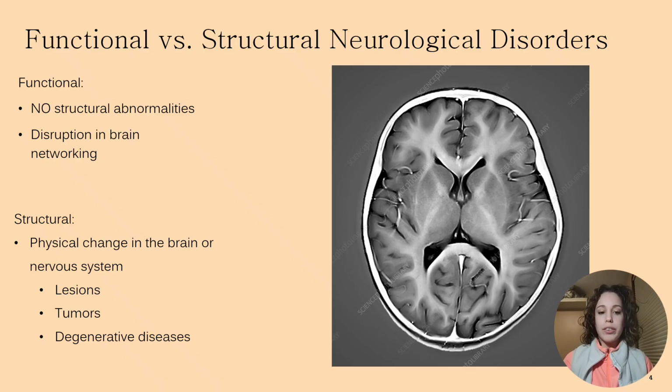So before we dive into exactly what FND is, I thought it would be important to describe the difference between structural and functional neurological disorders. If you look at this brain here, as you can see, there are no structural abnormalities. This is what a doctor would see if they took an image of a person's brain with FND. Whereas if someone had a stroke or a tumor or a lesion, there would be a structural difference here. So in FND, there is nothing physically wrong with the brain.